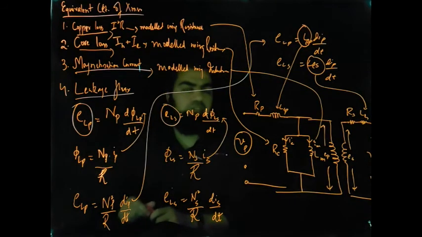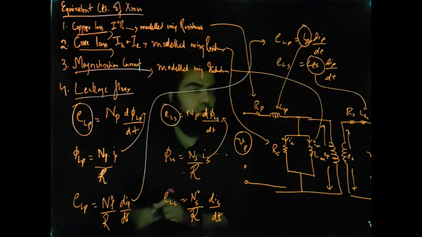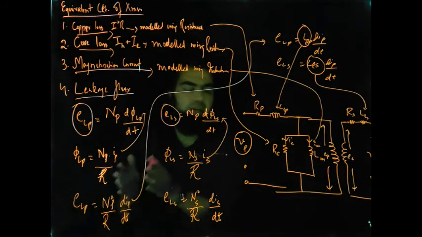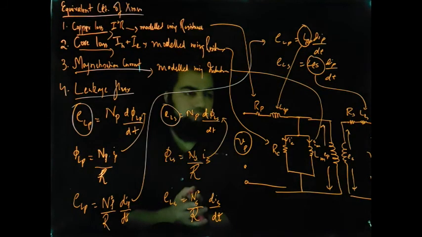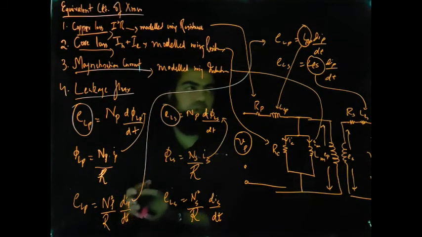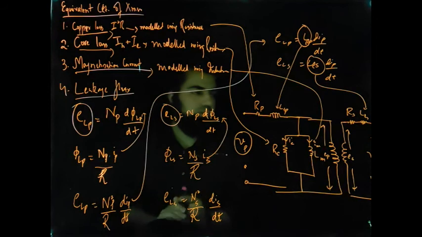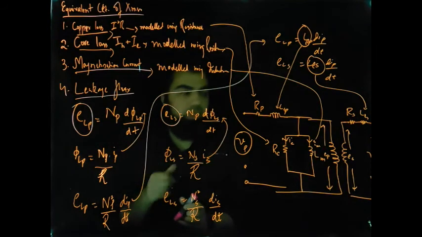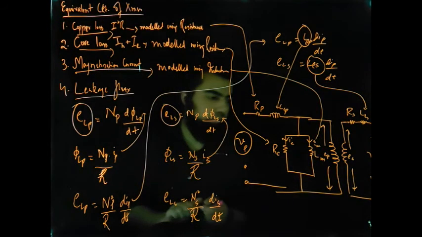As far as the leakage flux goes, they contribute to voltage drop in the system on both the primary side as well as on the secondary side. So you have to model them using two self-inductance components, LLP and LLS. Right?